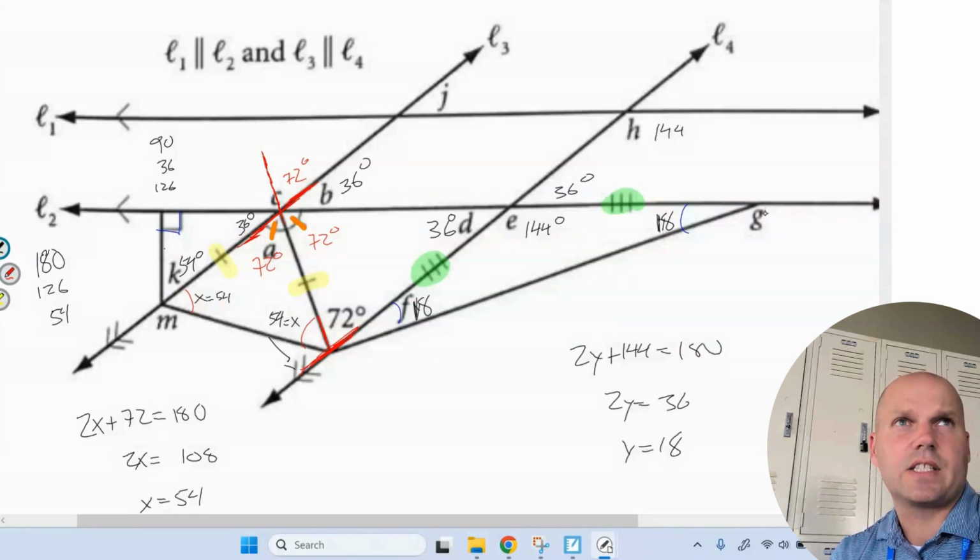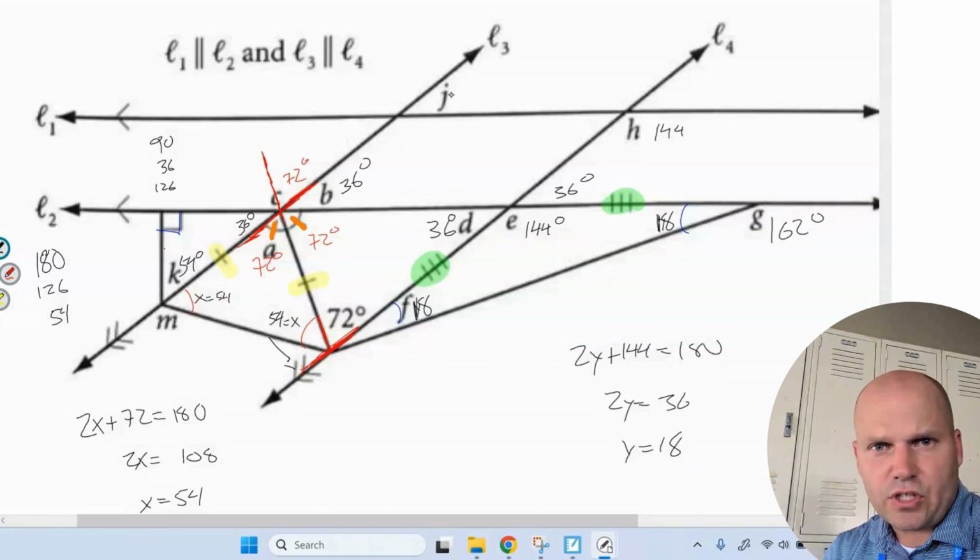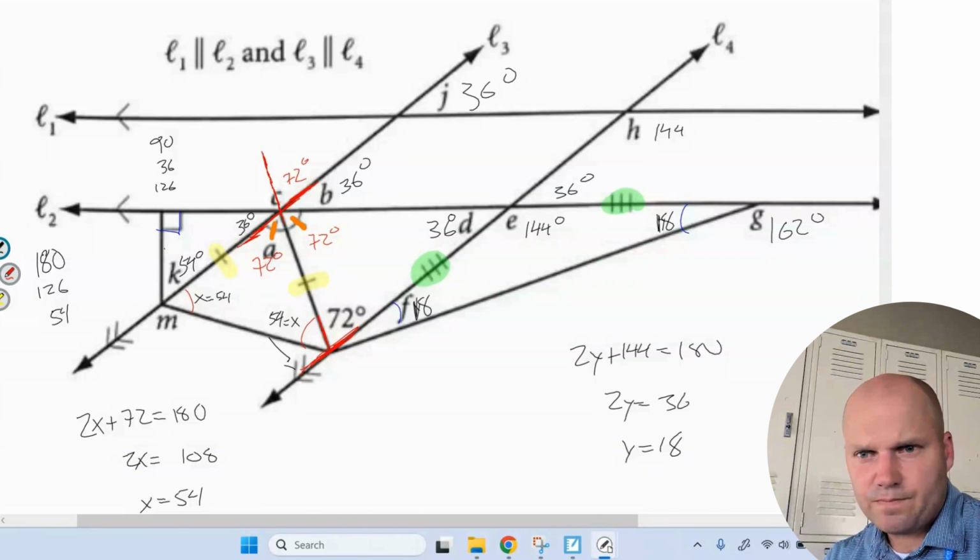If this is 18, this is 162. If this is 36, this has to be 36. If this is 54, this is 180 minus 54. 180 minus 54 is 126.